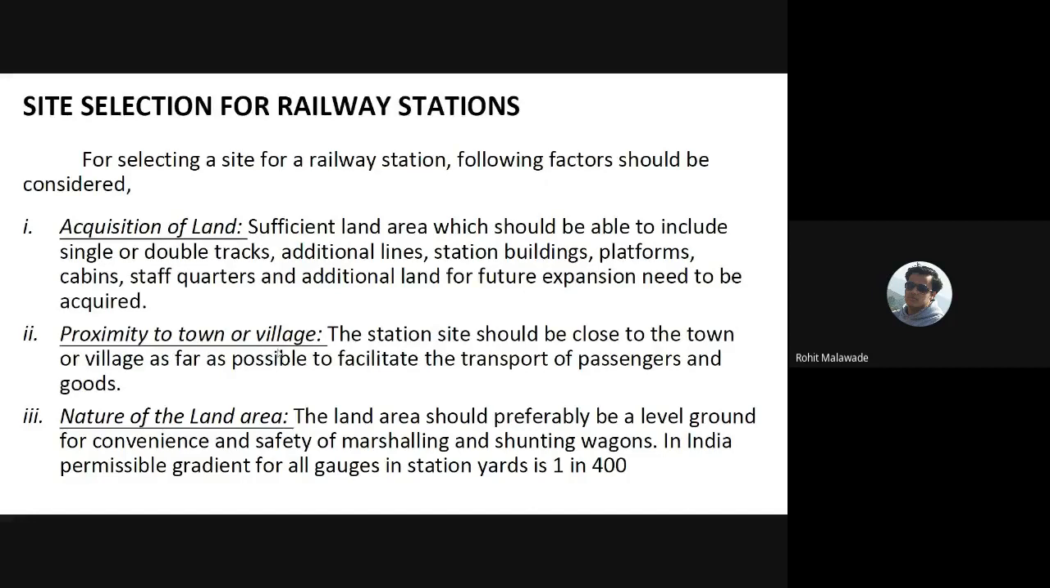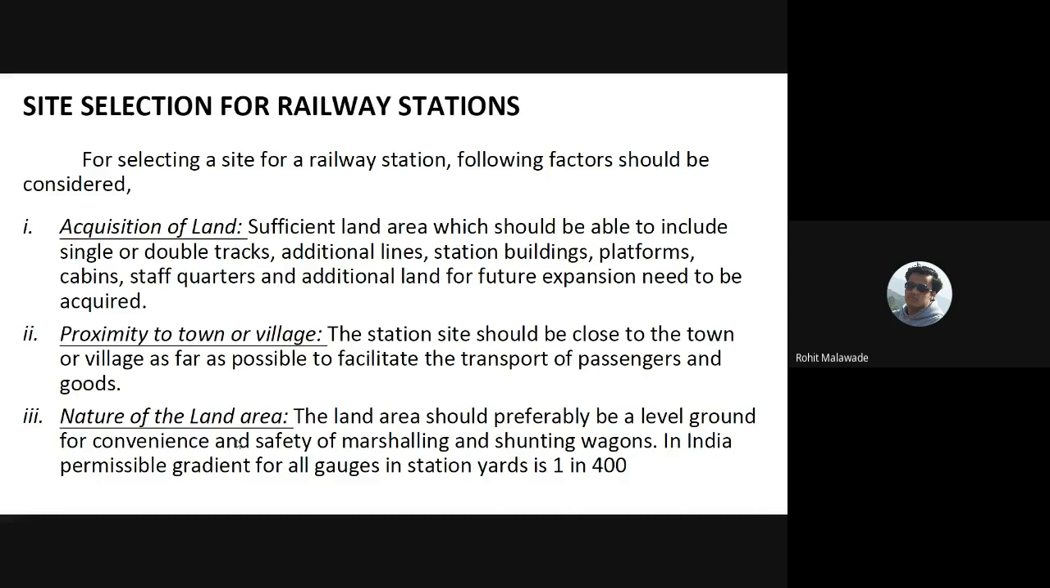Then, proximity to the town or village. The station site should be as close to the town or village as possible to facilitate transport. It should not happen that your station is far away from the city or village, making it difficult for people to reach. It should be very near, so that the movement of passengers becomes easy.